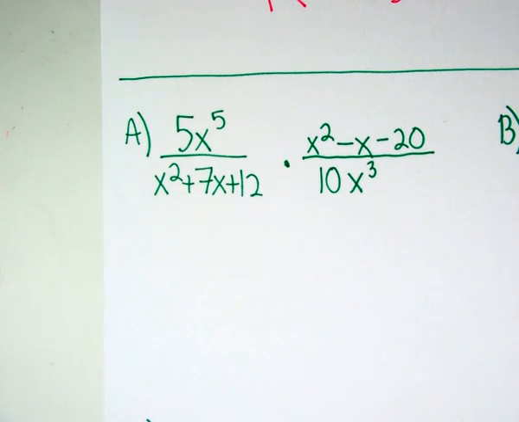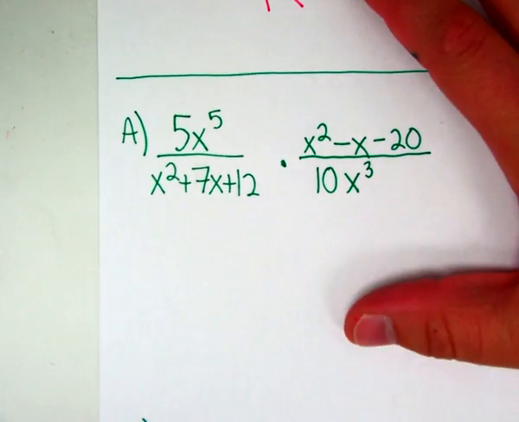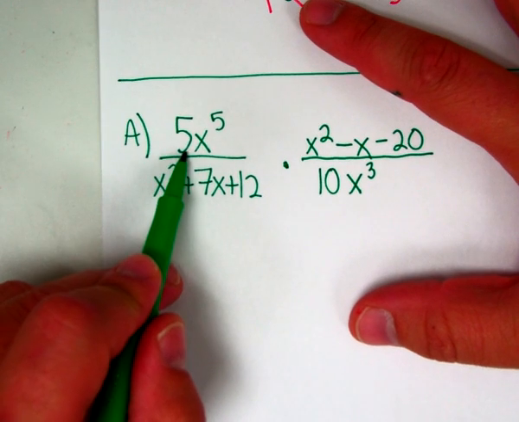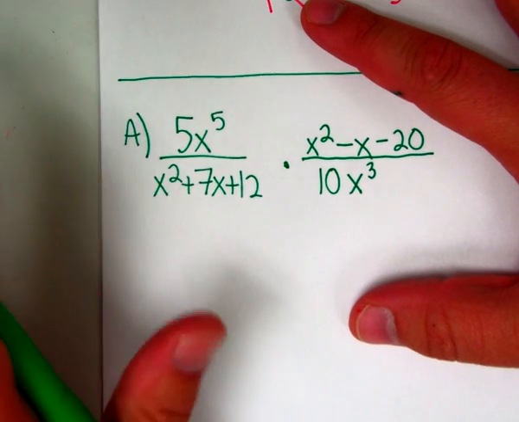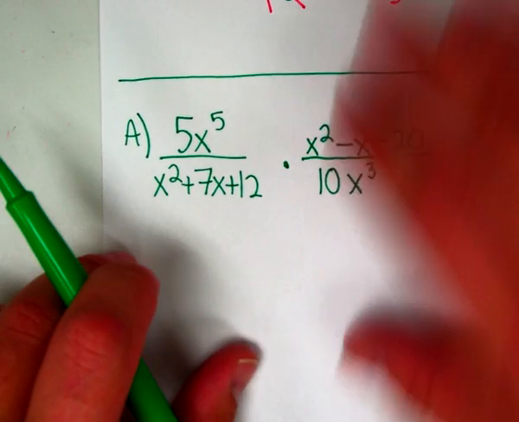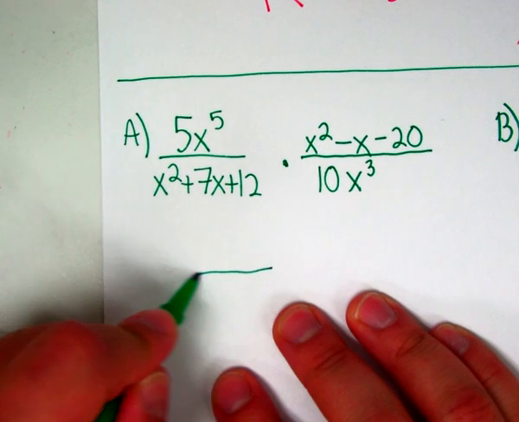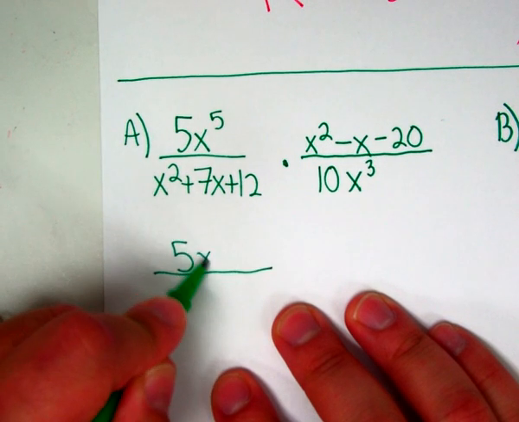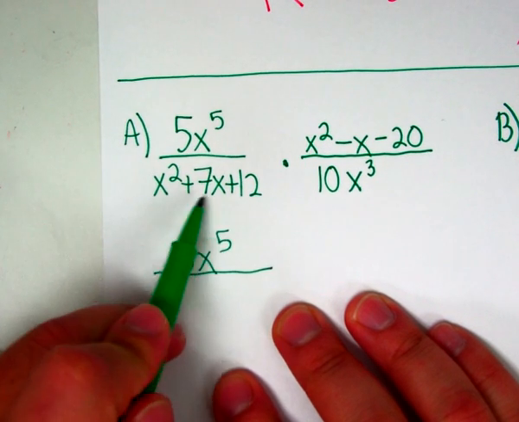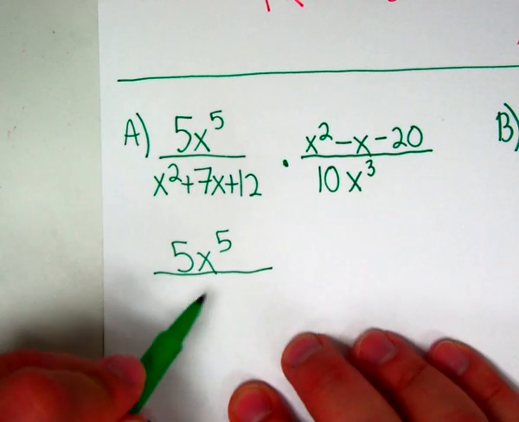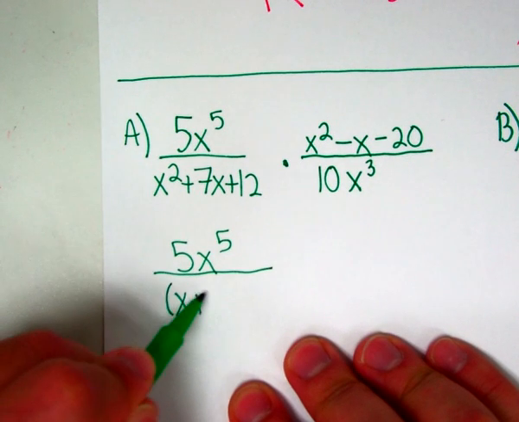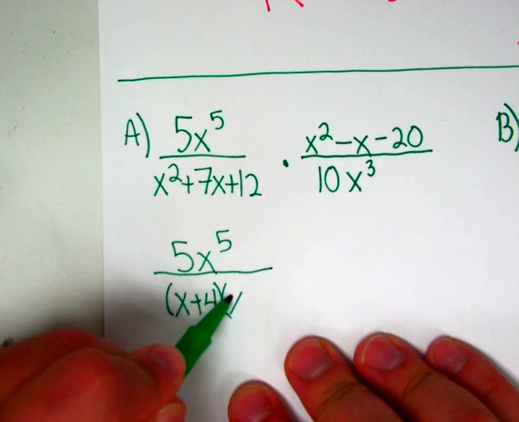So when we look at letter A here, 5x to the 5th, can't factor. It's a monomial. It's already done on its own, so we can't do anything with that. But if we take the denominator and factor that out, x squared plus 7x plus 12 is going to become x plus 4 and x plus 3. It's a trinomial with a leading coefficient of 1.